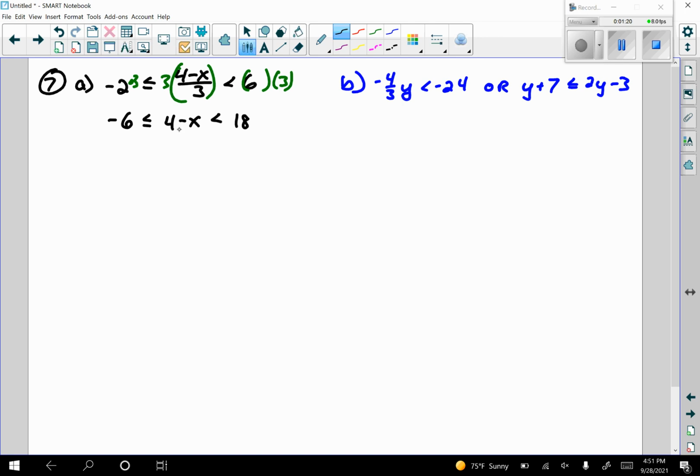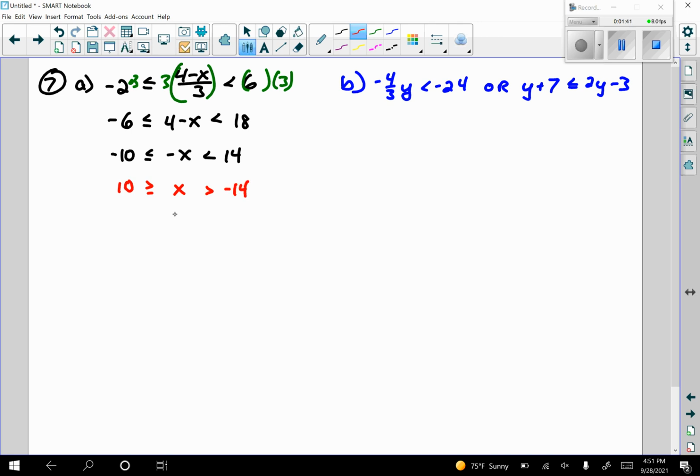Now I want to subtract 4 from everywhere, so I'm going to get a negative 10. So negative x will be greater than or equal to negative 10, and then less than 14. Now I need to divide everything up here by a negative 1, and because when I go to do that, I need to switch the signs now. So now we'll get an x in the middle. This will give us a positive 10 and a negative 14.